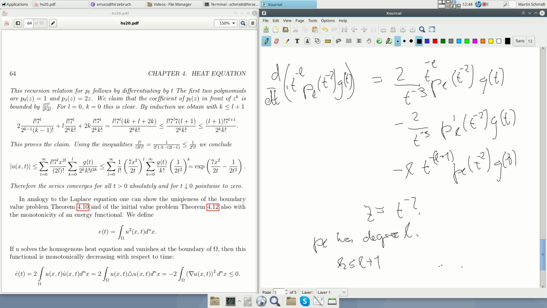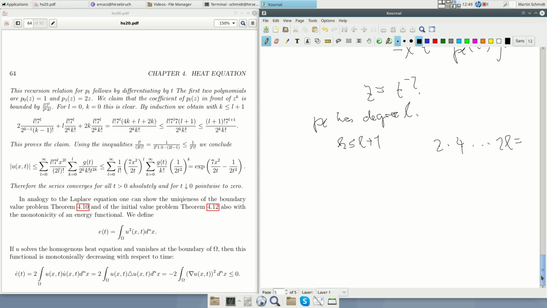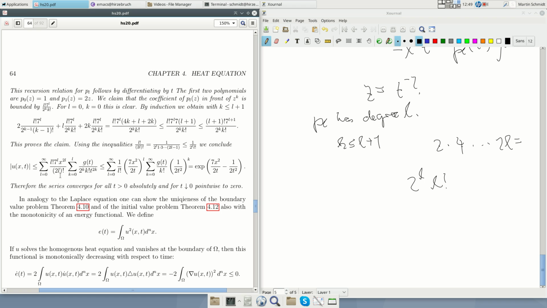Also if we have 2 times 4 times and so on up to 2L, this is of course the same as 2 to the power of L times L faculty. So the even factors in 2L faculty cancel with L faculty, just leaving a power of 2 to the L. And then here we collect the odd factors, and the odd factors are also smaller or equal to L faculty. So we have that this quotient is of course this here, and this is bounded by this.